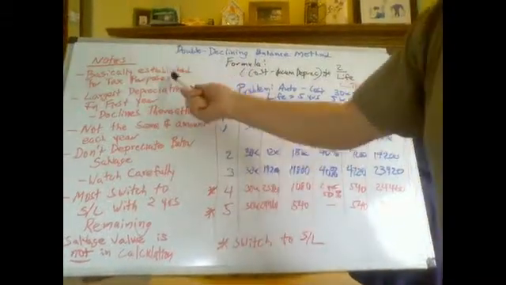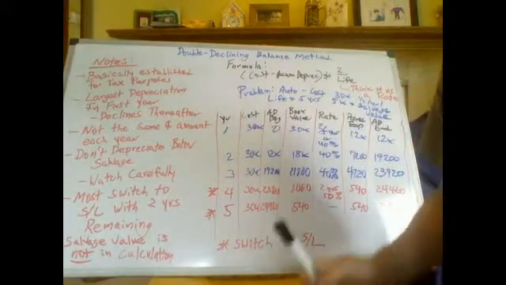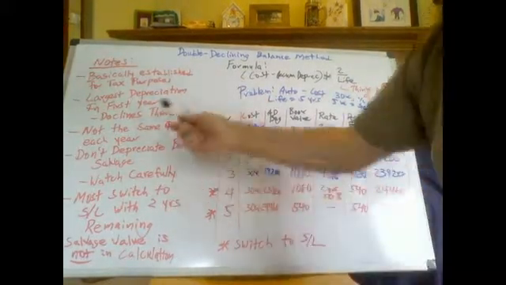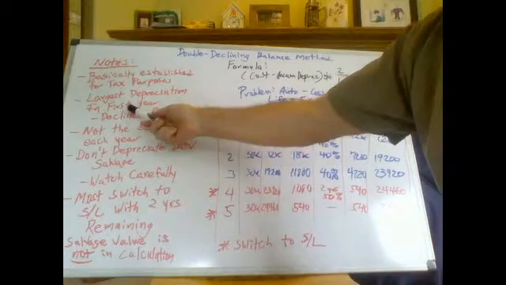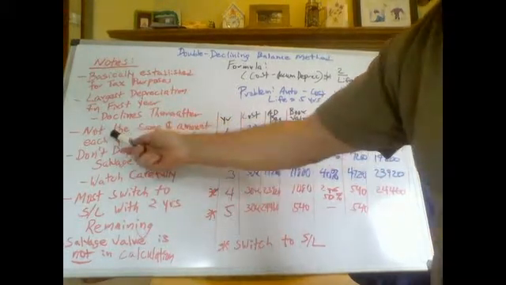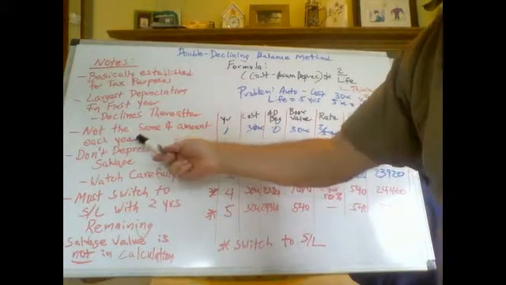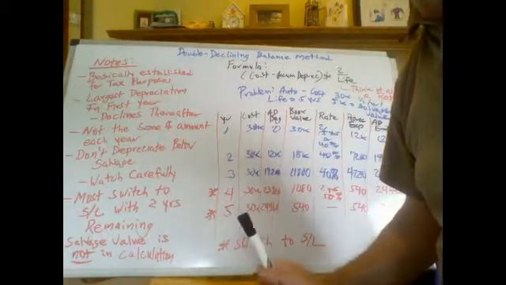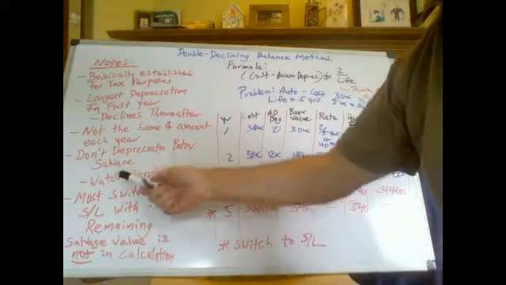Basically, the double declining balance was established for tax purposes if you look back in the history. The largest amount of depreciation is in the first year and it declines thereafter. Not the same in dollar amount each year. So unlike straight line, which is the same, this is not.